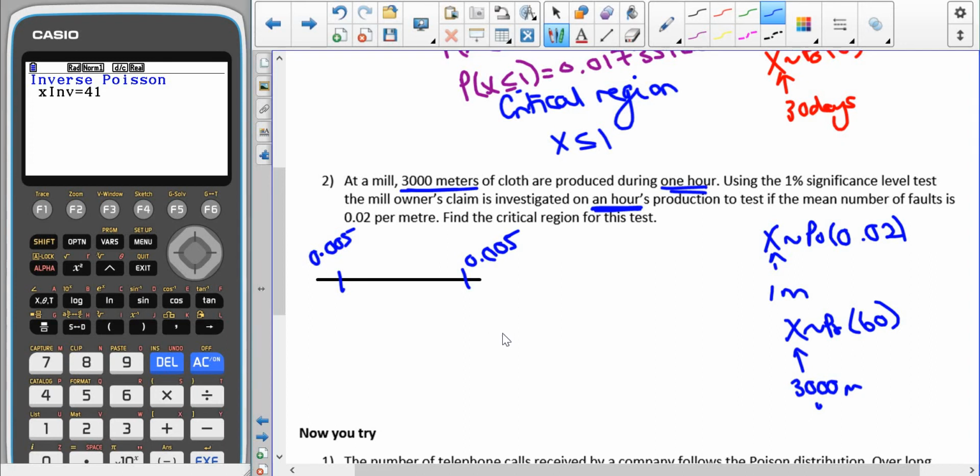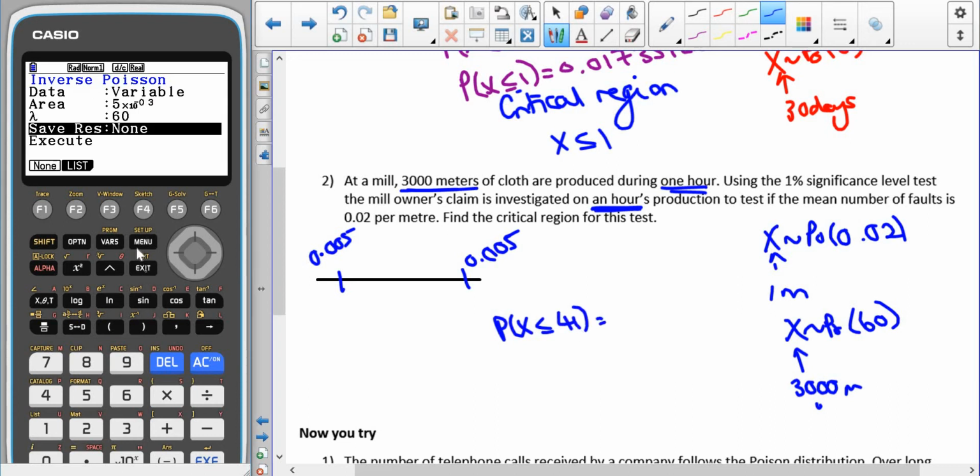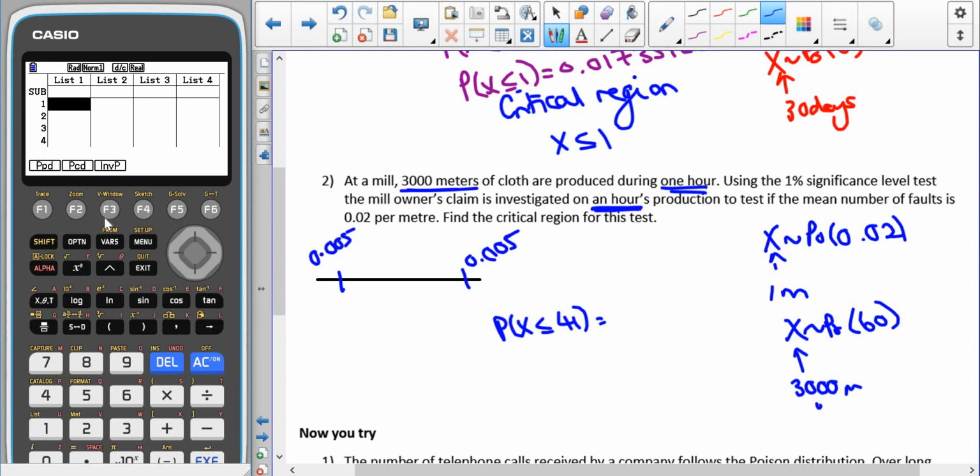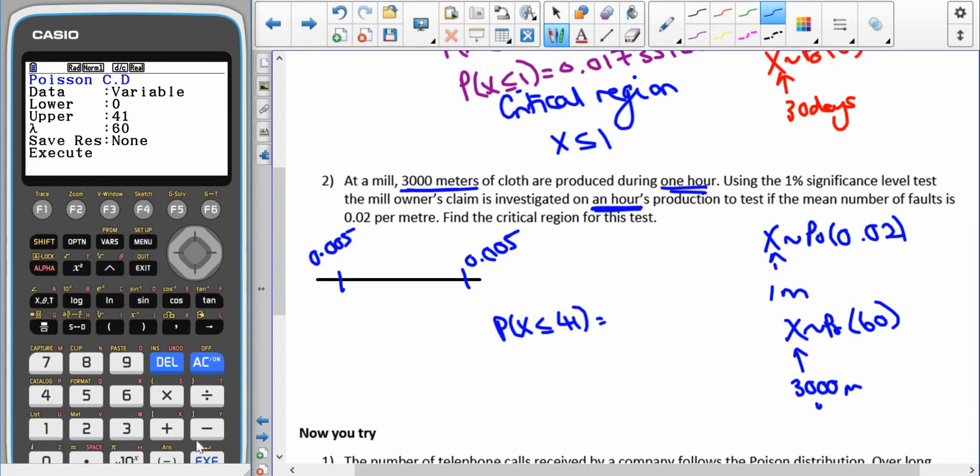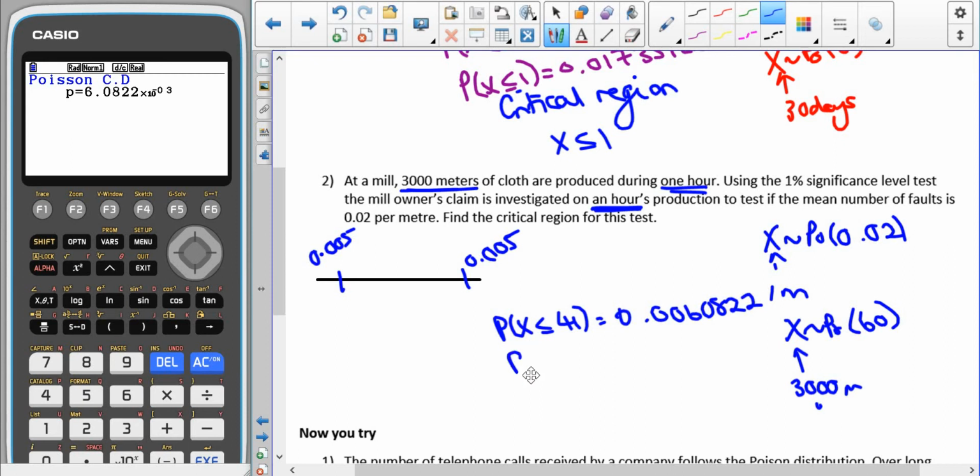So then we're looking at the probability that X is less than or equal to 41. And that gives us 0.0060822. So that's too big. So we'll look at the probability that X is less than or equal to 40. Which gives us 0.0039828. So 40 is our critical value at this bottom end, and 41 is the first value at which we would accept H0 at this bottom end.